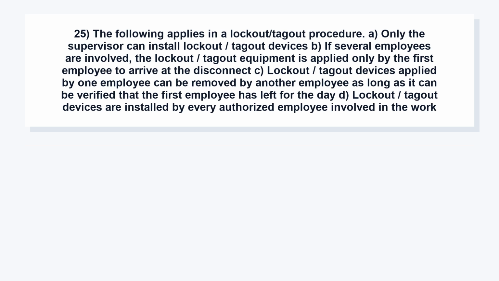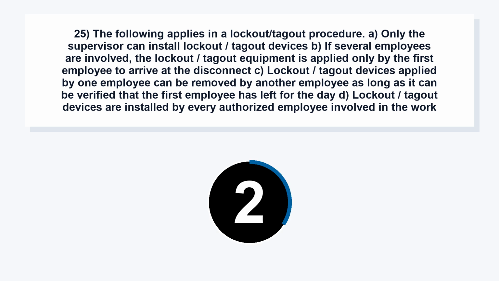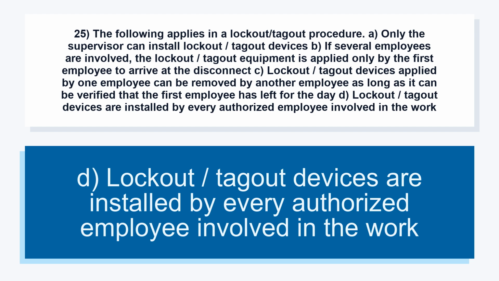25. The following applies in a lockout/tagout procedure. A. Only the supervisor can install lockout/tagout devices. B. If several employees are involved, the lockout/tagout equipment is applied only by the first employee to arrive at the disconnect. C. Lockout/tagout devices applied by one employee can be removed by another employee as long as it can be verified that the first employee has left for the day. D. Lockout/tagout devices are installed by every authorized employee involved in the work. D. Lockout/tagout devices are installed by every authorized employee involved in the work.